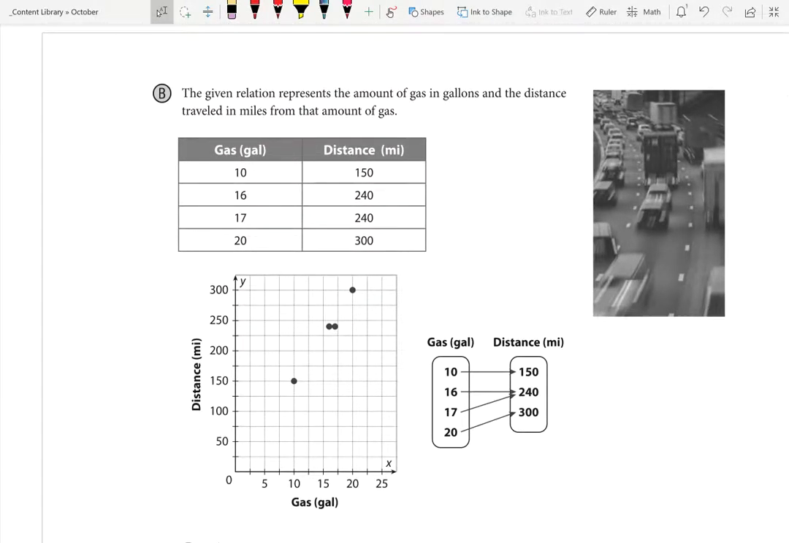The given relation represents the amount of gas in gallons and the distance traveled in miles from that amount of gas. So if you use 10 gallons, you go 150 miles. 16 gallons will go 240 miles. 17 gallons will go 240 miles. And 20 gallons will go 300 miles. So this was measured based on someone's gas tank, I suppose.